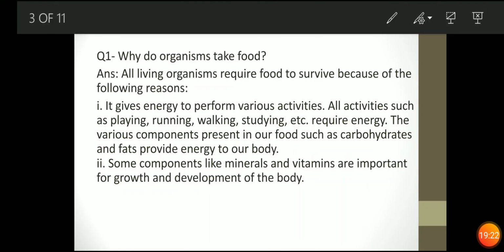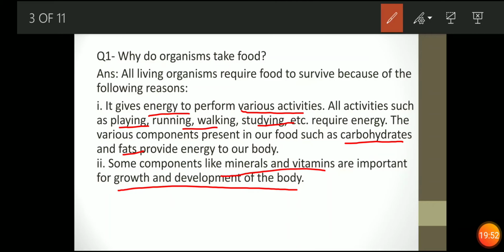Now the first question is, why do organisms take food? Because it gives energy to perform various activities such as playing, running, walking, studying, etc. The food contains various components such as carbohydrates, fats, proteins, which give us energy to do work. Some components like minerals and vitamins are also present in the food, which help in growth and development of the body.